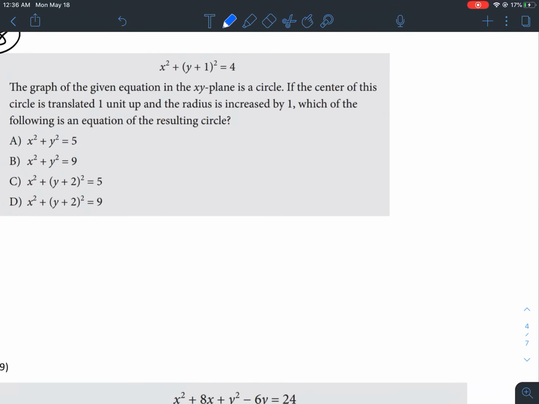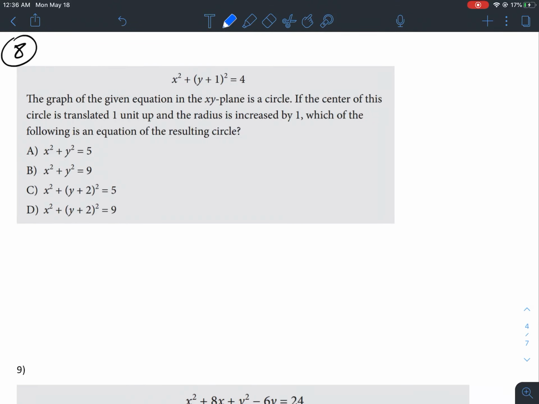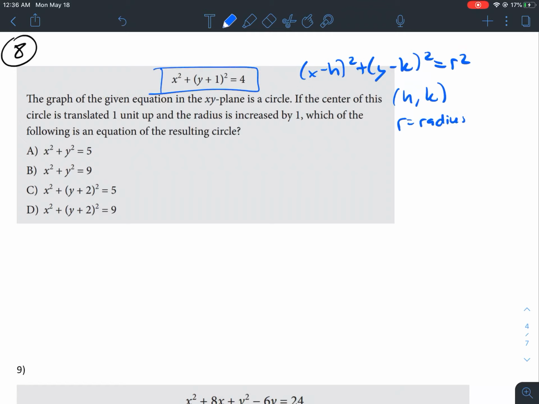Really the thing you need to know for this is the general equation of a circle, which is x minus h squared plus y minus k squared equals r squared, where h comma k is the center and r is the radius. If we look at the equation they gave us, the center of this circle is going to be 0, comma, -1. The reason is that we have to flip the signs of h and k when we go from the equation to the actual point.